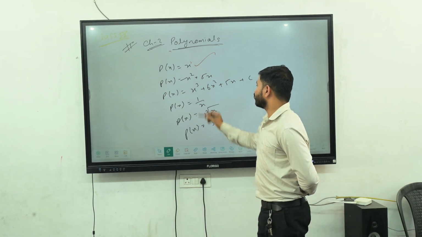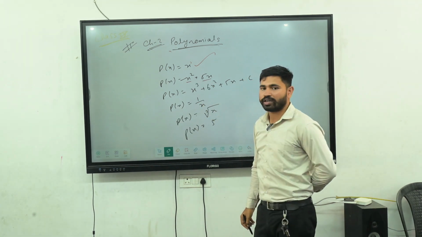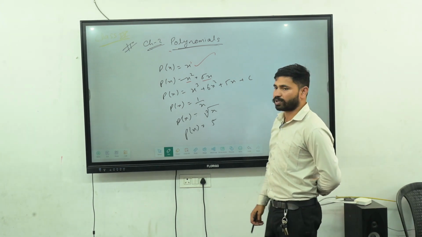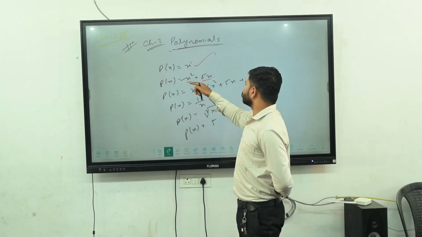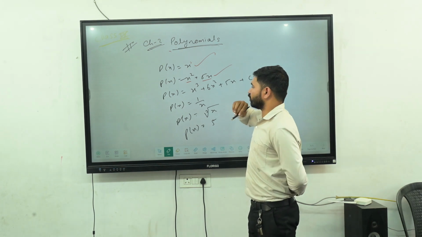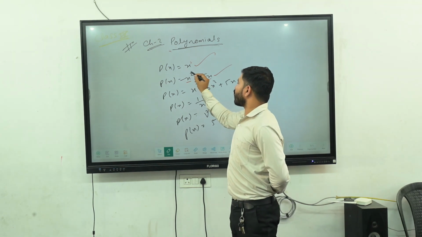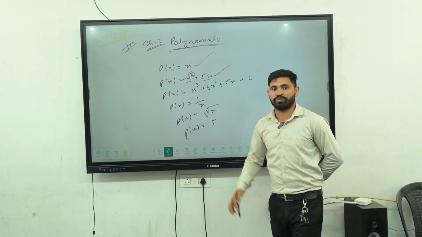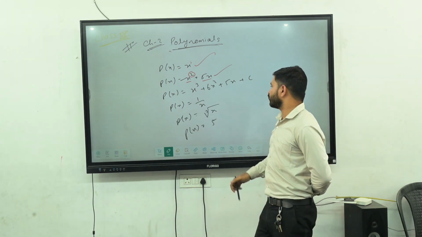See the second question. There are two terms in the algebraic expression p(x) equals x square plus 6x. So this is called binomial. And the power of the variable is 2, that is called quadratic. Also quadratic. Binomial and quadratic.